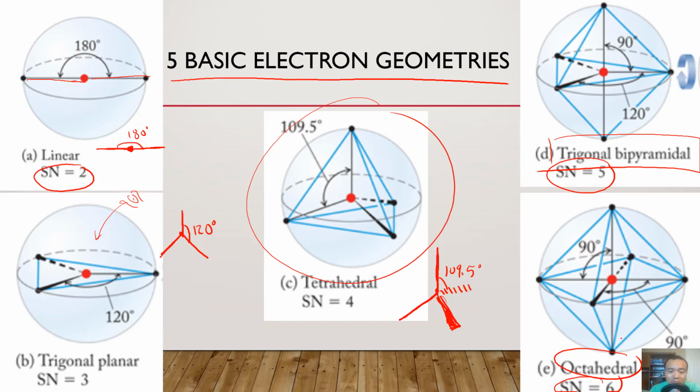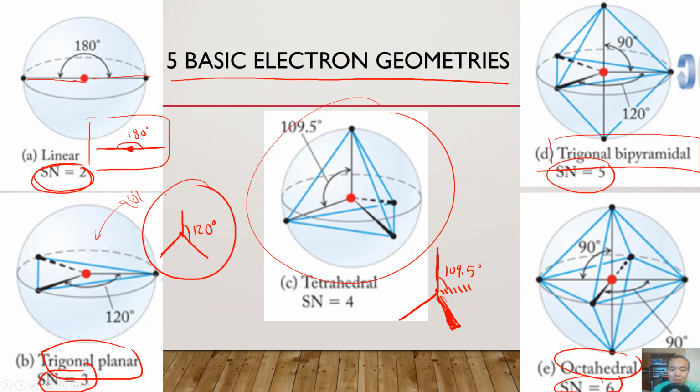But for introductory chemistry, we'll focus on the first 3 electron geometries only. When you have the correct electron geometries, you'll be ready to derive the corresponding molecular geometry. Do remember, when the steric number is 2, we have a linear electron geometry. When the steric number is 3, we have a trigonal planar electron geometry. When the steric number is 4, we have a tetrahedral electron geometry. It could be represented in this way.